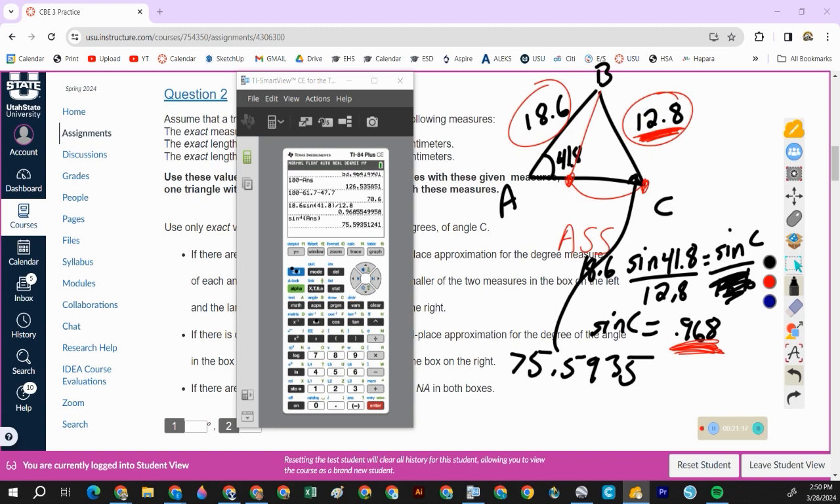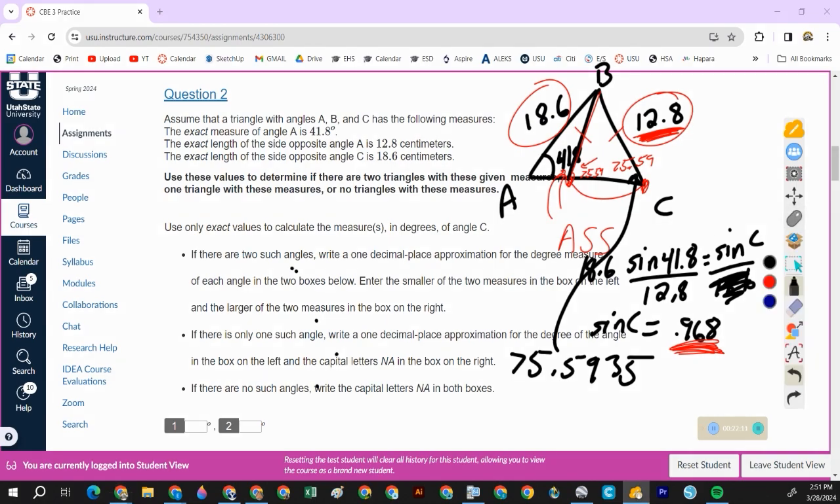But there are two options for C. The other option would be this angle here. So this is 12.8 and this is 12.8. So if this is 75.59, then this is also 75.59, which means that is going to be 180 minus the answer. And again, don't round any of those decimals until the very end. So 104.4.